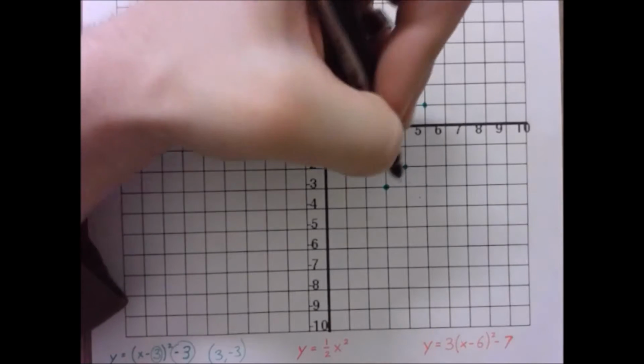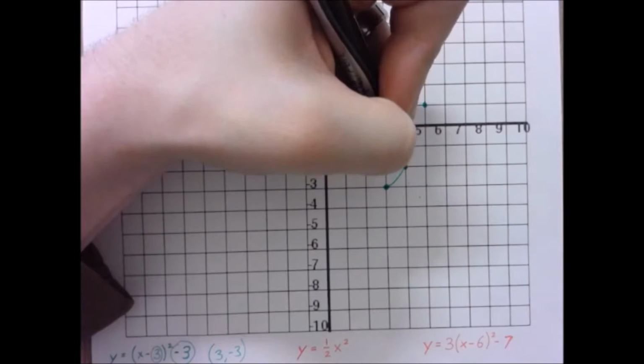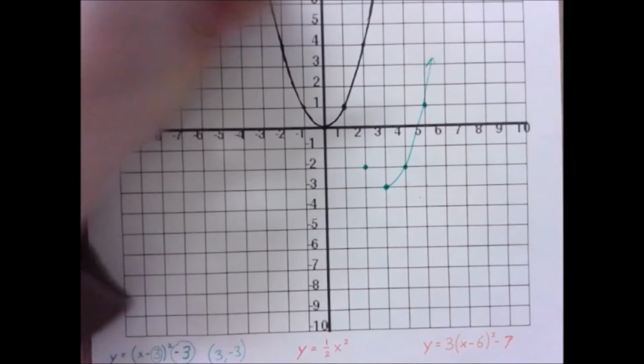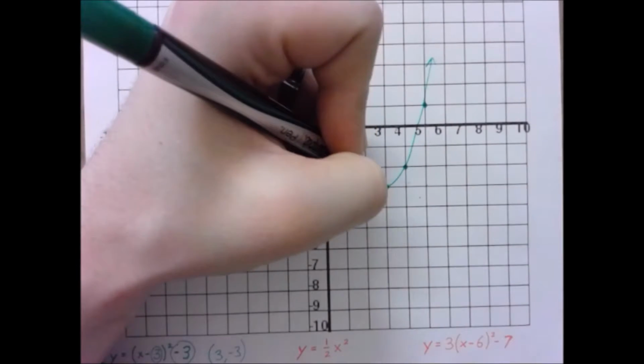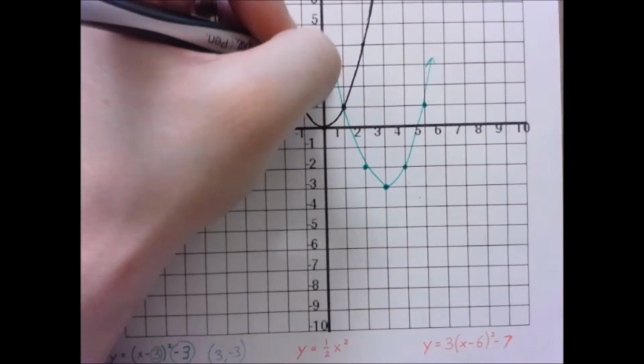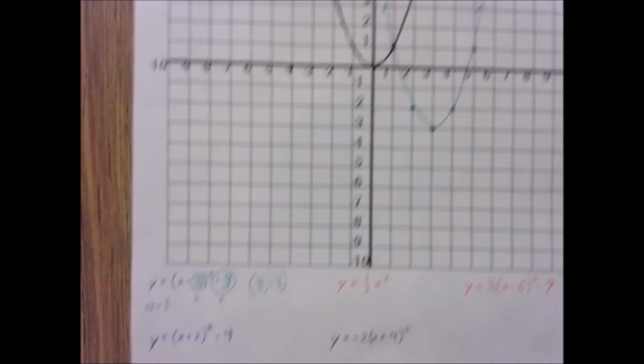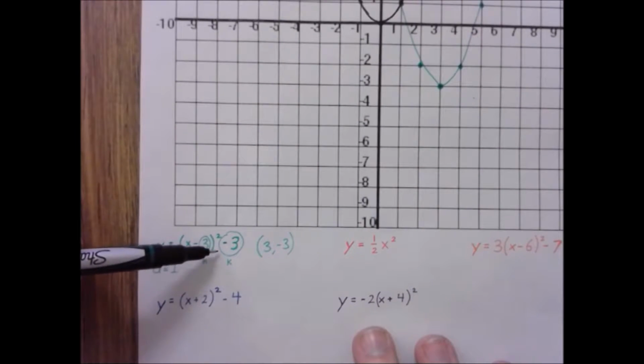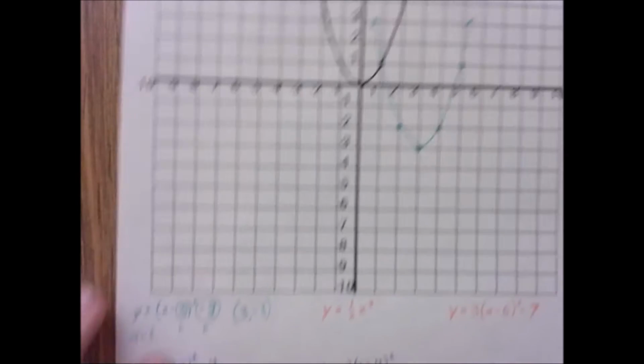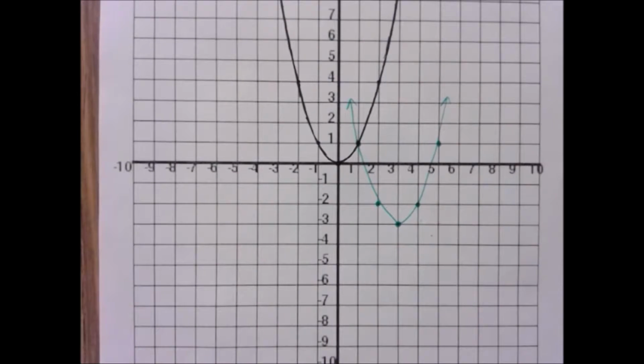So I think that's enough to make the shape of my parabola. So we just did one that had both a horizontal and vertical translation, an h and a k value, but no stretch and it wasn't flipped.